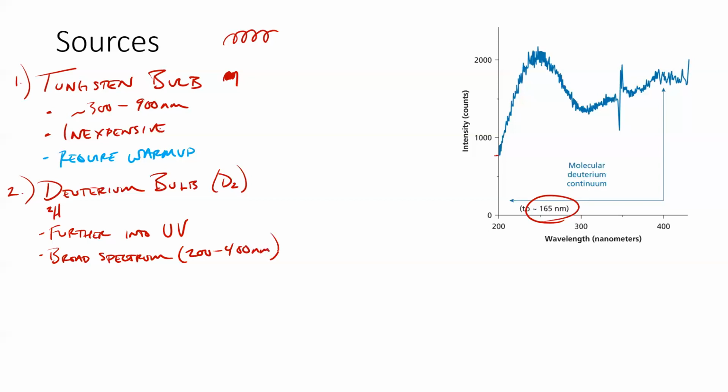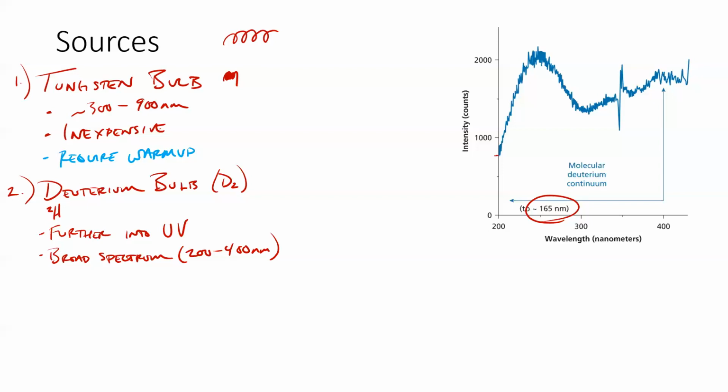A downside of deuterium lamps is that they are expensive, right? Deuterium in and of itself isn't crazy expensive, and not the most common thing out there, but one of the biggest issues is that a deuterium lamp, and UV in general, doesn't go through glass very well, right?